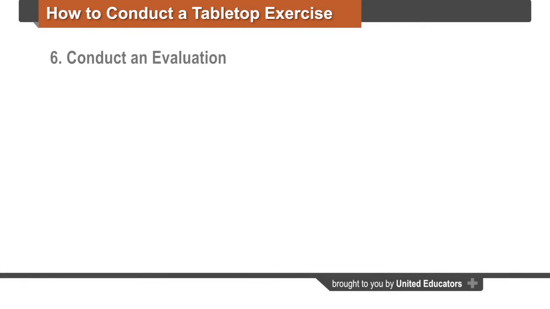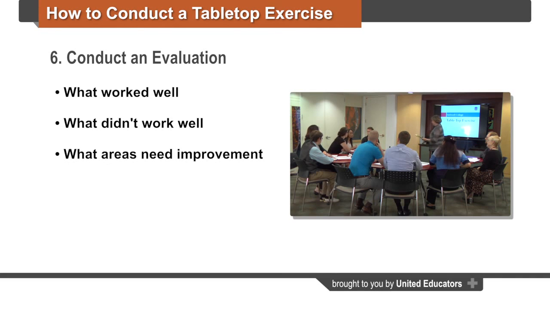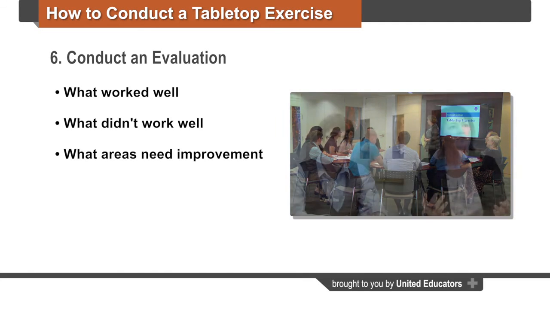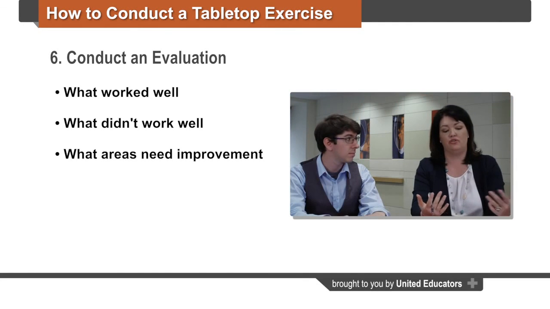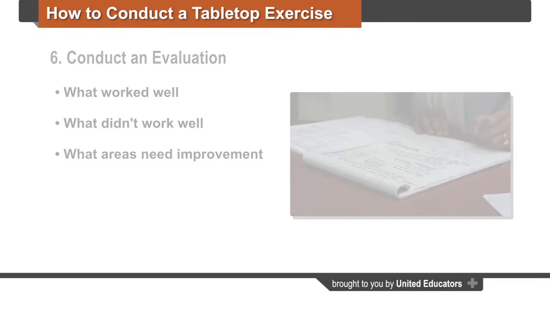The facilitator should conduct a post-exercise evaluation at the conclusion of the tabletop exercise. Participants and observers should discuss what worked well, what did not work well, and what areas in the plan or process need improvement. If participants think a team could have used a different approach or taken steps they didn't think about during the earlier discussion, this is the time for those discussions. Comprehensive notes should be taken during the evaluation.